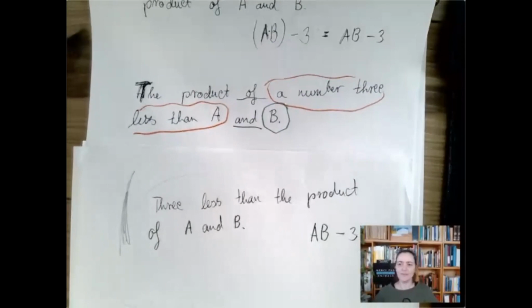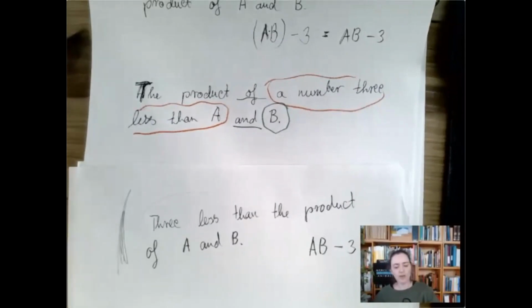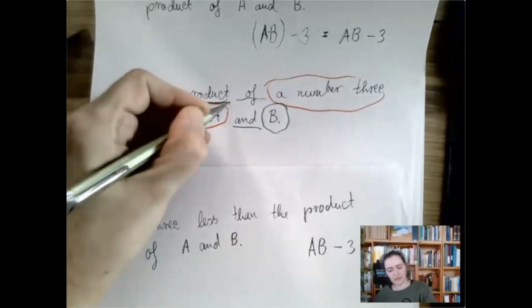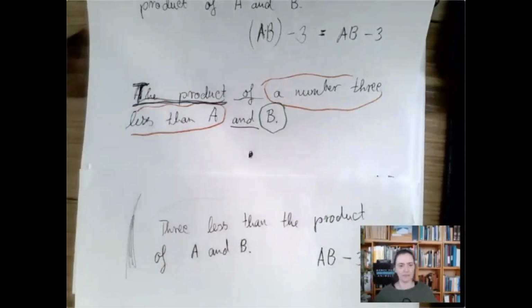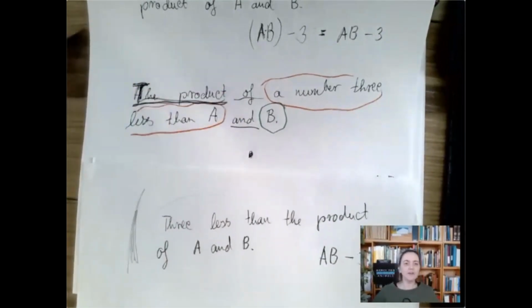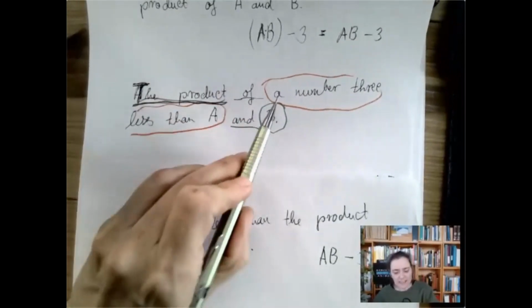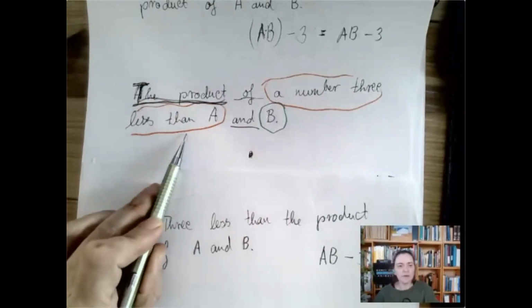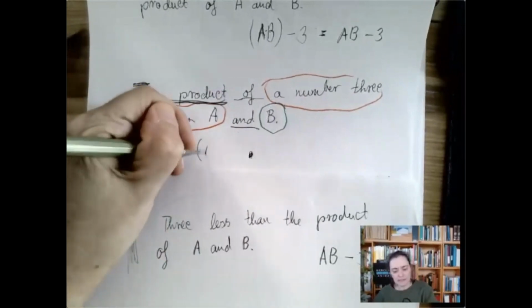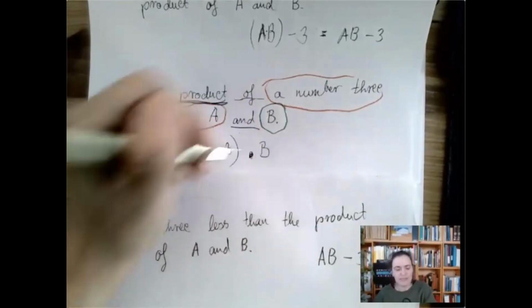So that's the one. It basically says the product. So that means the last thing we're going to do is a multiplication. That's going to be the last thing that we're doing. And the product of two things. One of the things, you see, of and end. One of the things is a number 3 less than A, you know what that is. A number 3 less than A is A minus 3, and the other thing that we're multiplying is B.